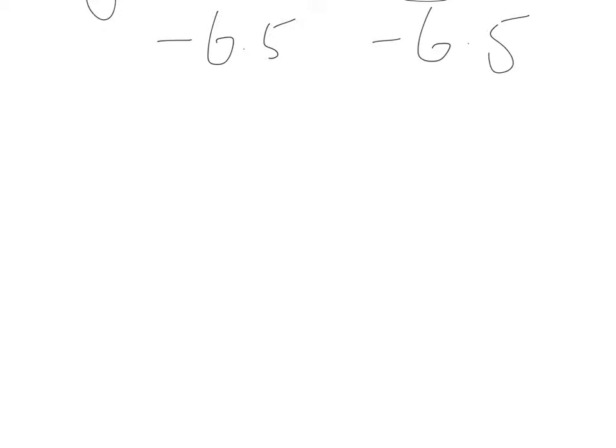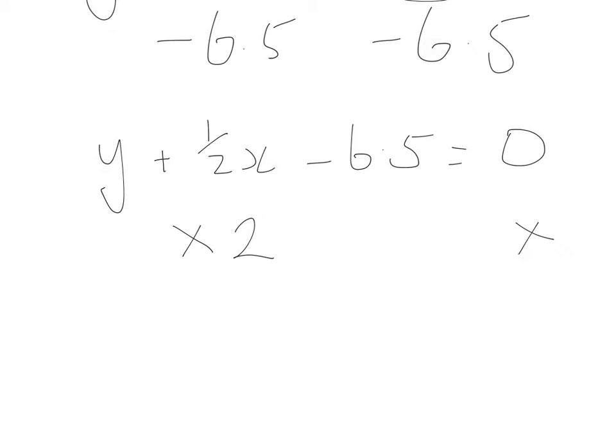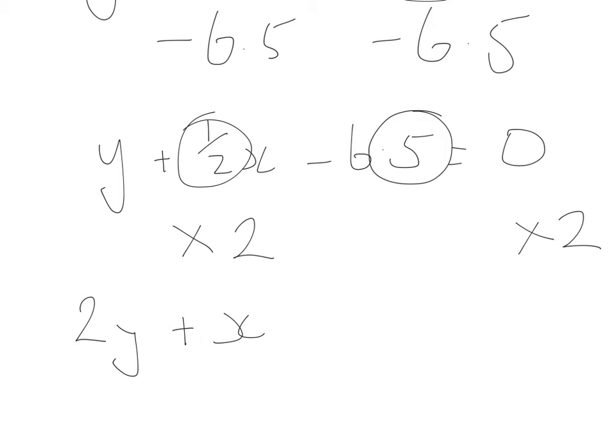So if I do that, I end up with y plus a half of x minus 6.5 equals 0, which now means I've got all my values on the right side of the equal sign. I now need to make all the values integers or whole numbers. What I can do is multiply the whole of the equation, one side and the other, by 2. That will get rid of my half here and change the decimal value here to a whole number. So then I get 2y plus x minus 13 equals 0, and I've rearranged my equation in the format that they wanted.